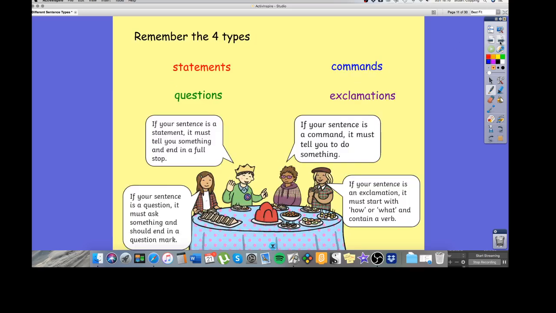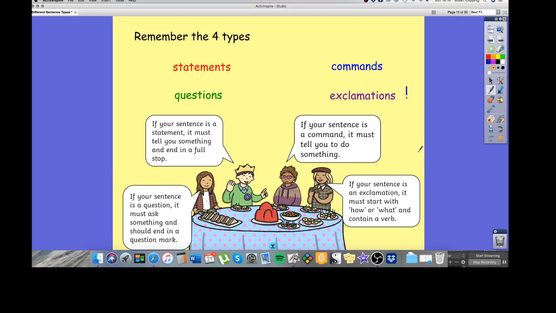Okay, so going through the 4 types now. If your sentence is a statement, it must tell you something and end in a full stop. If your sentence is a question, it must ask something and should end in a question mark. If your sentence is a command, it must tell you to do something. And if your sentence is an exclamation, it must start with how or what, contain a verb, and end in an exclamation mark as well.